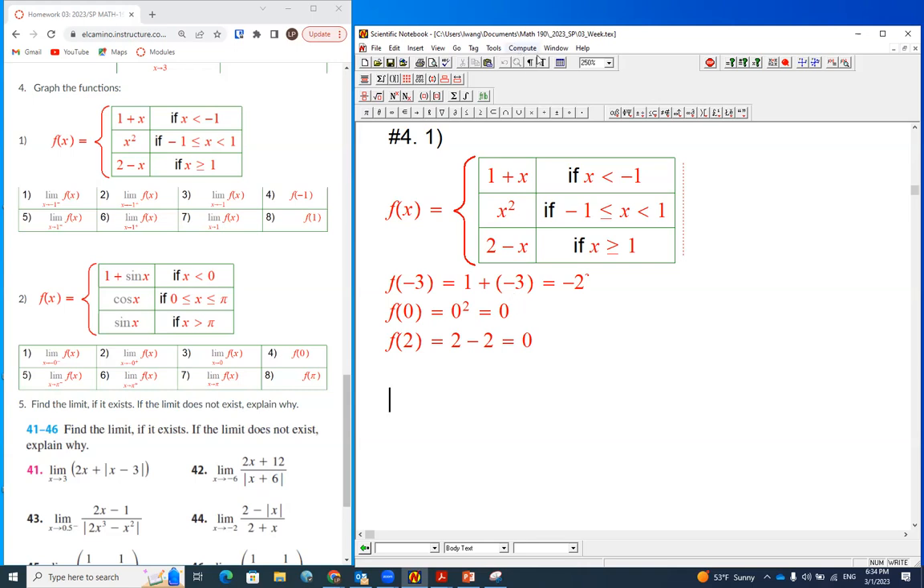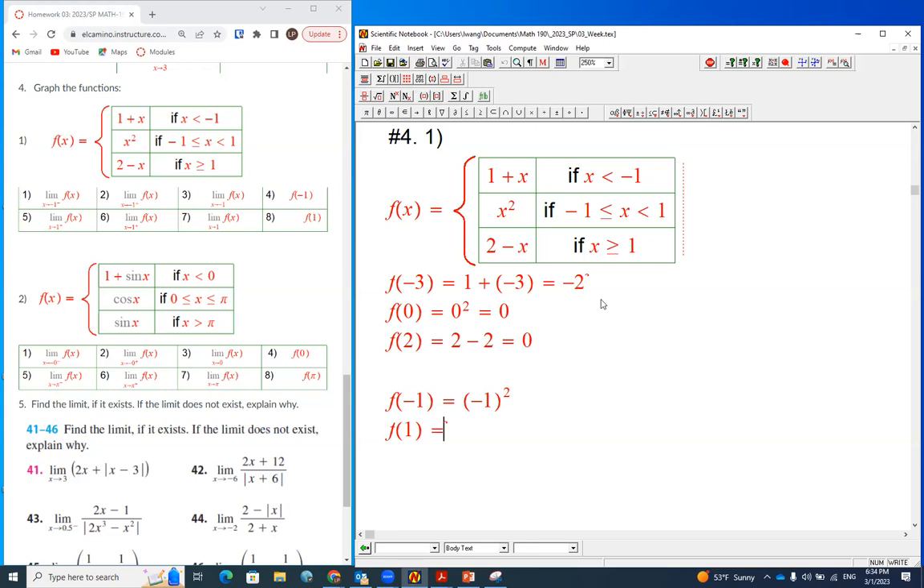Now, more questions. Suppose I want to evaluate f of -1. Which rule should I be using? Well, the input is -1, and the first rule is for x less than -1. So now we have -1, so we're going to use the rule in the middle. So -1 squared. Okay.